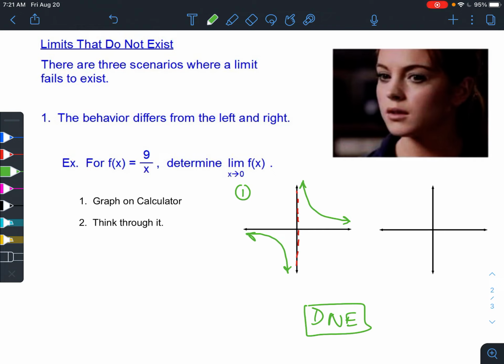Now admittedly, if you don't have the calculator at your disposal, for example, if you're in a non-calculator part of the exam, you have to be able to think your way through it, although it'll look pretty similar to what I just did as far as the graph goes.